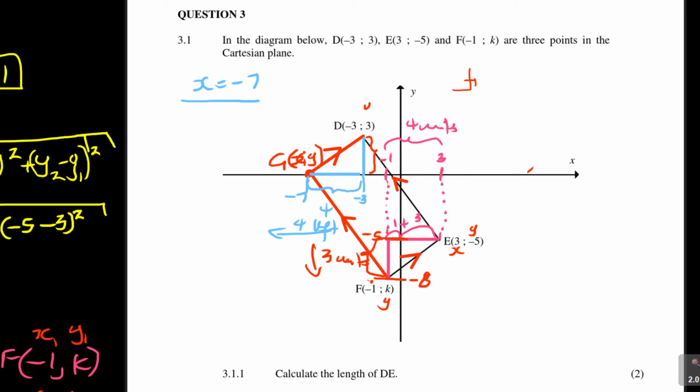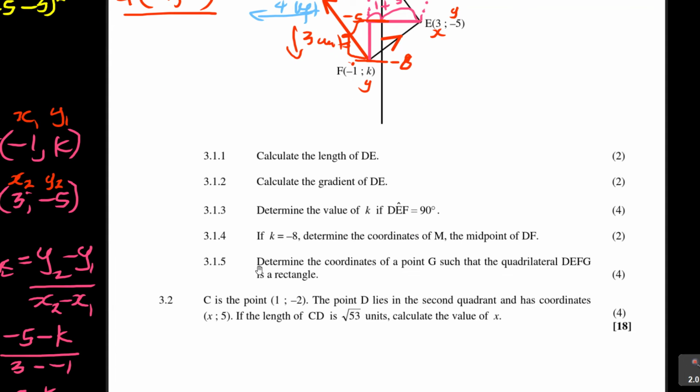So the y value was at 3. If you move 3 units down, it's 3 minus 3, which becomes 0. So y there is equal to 0. So you've got two coordinates. Therefore G is equal to (-7, 0). Are you with me?